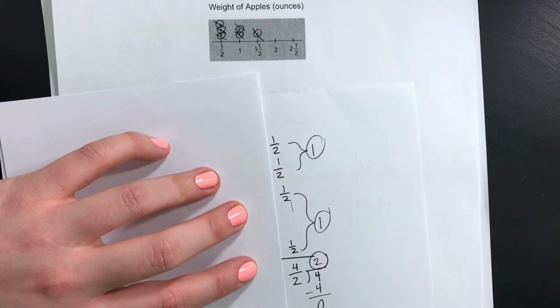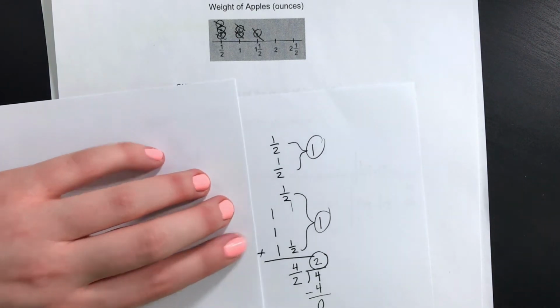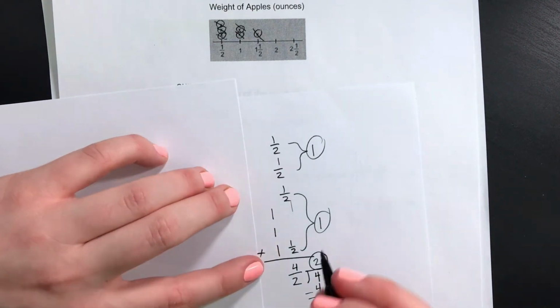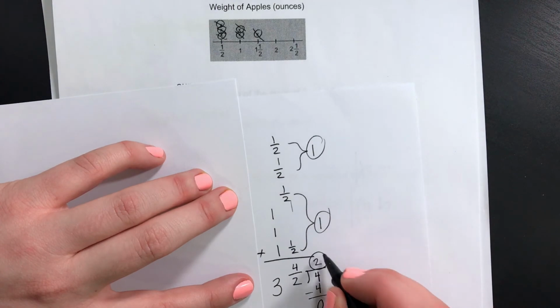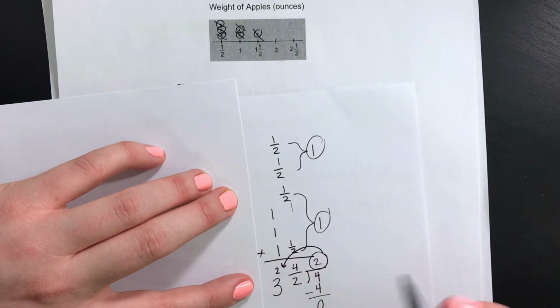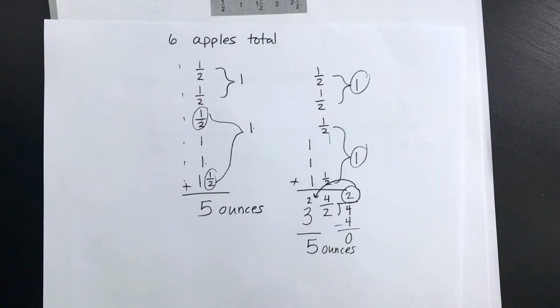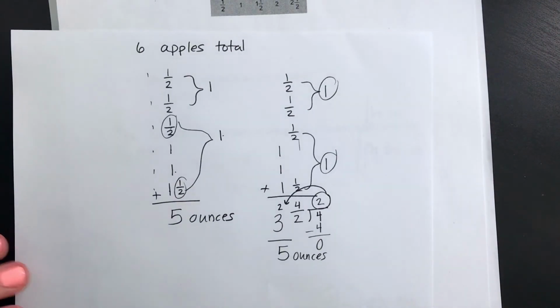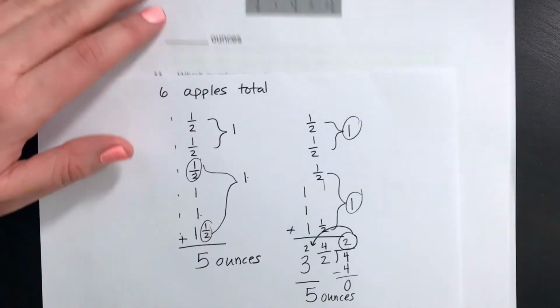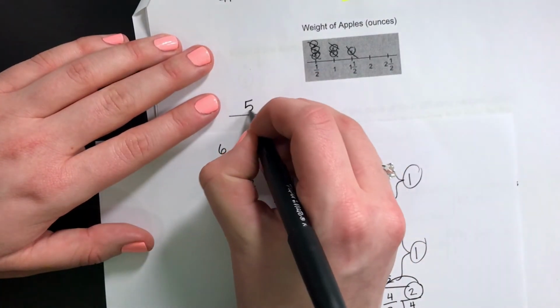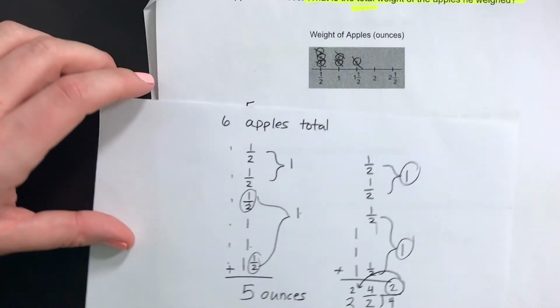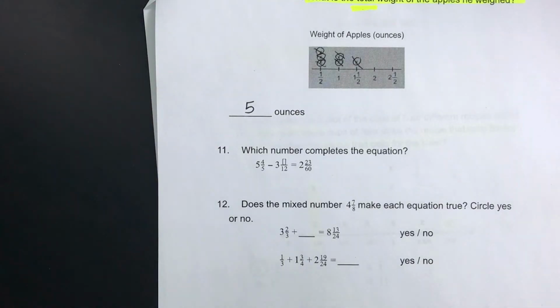So a couple ways you could have done that, but our fractions add up to 2, and then our whole numbers are 1, 2, 3. So 3 plus 2 is 5 ounces. So either way, you get the same answer. But in the end, there's only one answer here, and it is 5 ounces. Okay. All right, 2 more to go.